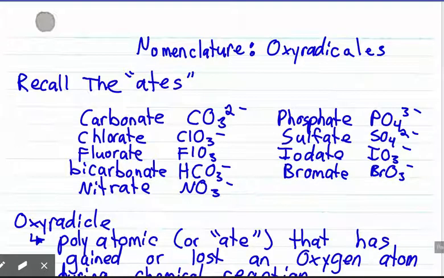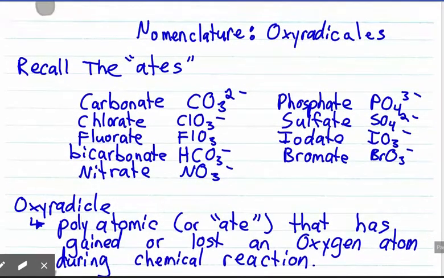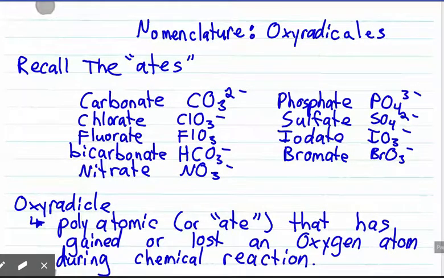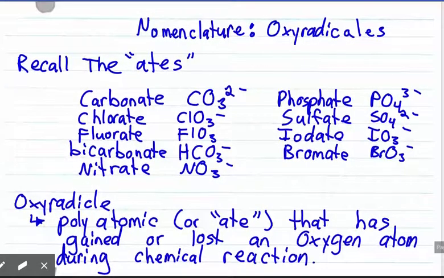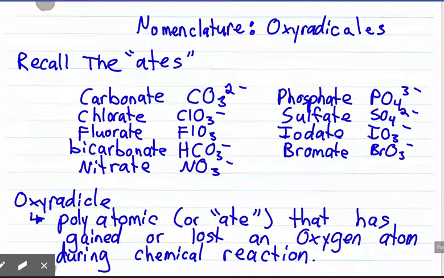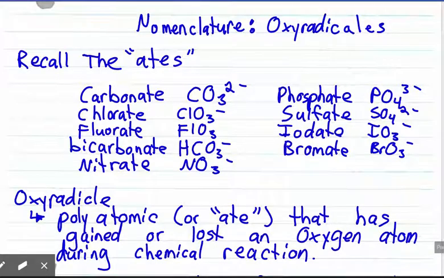That's because it makes naming our oxyradicals a little bit easier if you can easily recall the formula of the -ate. It's in your best interest to copy this video lesson down into your notes. So hit pause and copy as we are going through this. So we have our -ates here.